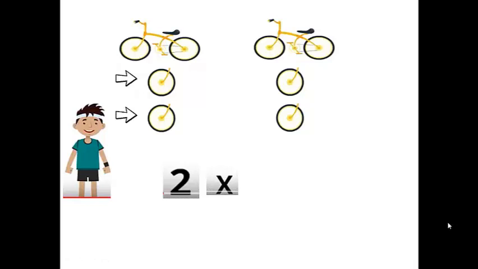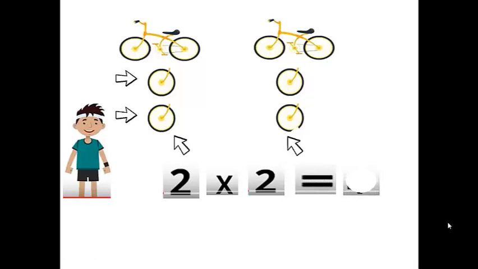Write 2. Then write the multiplication sign. How many groups? 1, 2. 2 groups. Write 2. It means 2 times 2. 2 times 2 equals how many? How many tires are there? 4. 2 times 2 equals 4. Count 1, 2, 3, 4 tires. 4 tires in 2 bikes. Yes, 2 times 2 equals 4. It's a multiplication sentence.